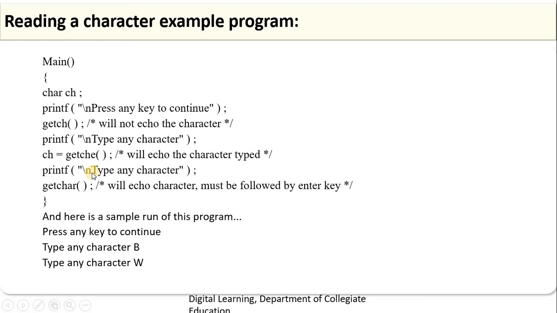Then the next printf statement is type any character, which will be displayed here. Then there is a getchar. But here the user has to press the enter key after entering any character. Thus assume the user enters W and then hits the enter key, then only this will be taken into the program and it will be echoed back to the screen. Hope you are able to understand the difference between these three functions: getch, getche, and getchar.